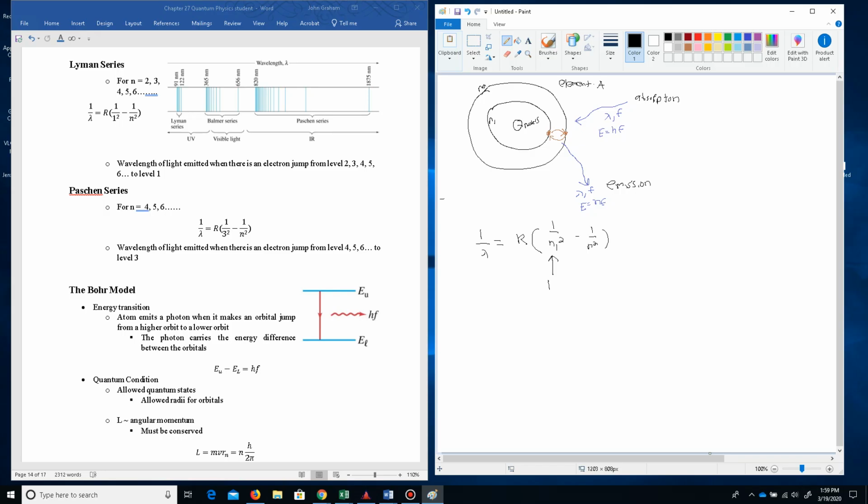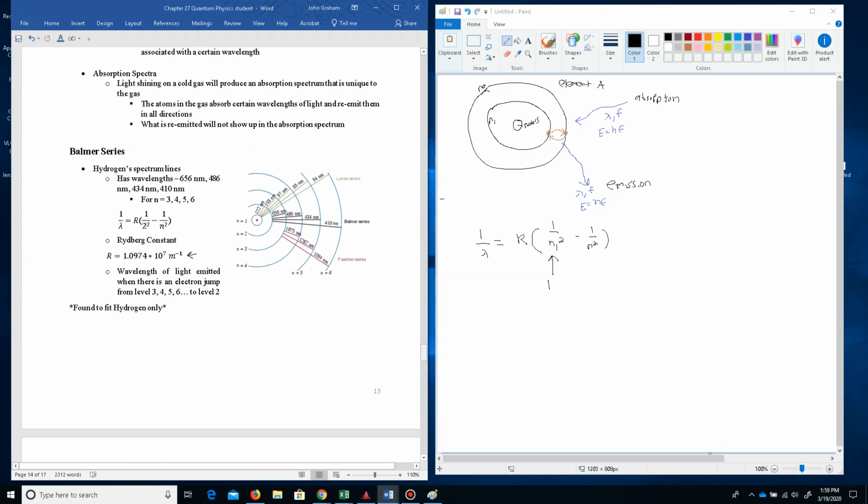And so if we go back up to that picture, we see the Paschen series again going to n equals 3. So 4 to 3 is 1875 nanometers. Then 5 to 3 is 1282, and 6 to 3 is 1094 nanometers. And then the Lyman series is 6 to 1, 5 to 1, 4 to 1, and so on. All following pretty much this equation here.